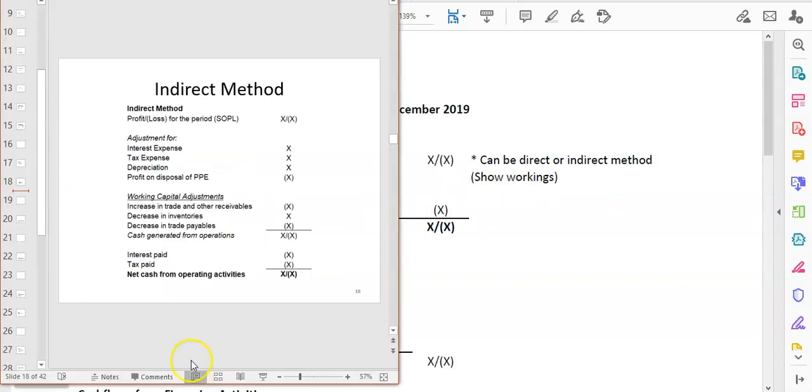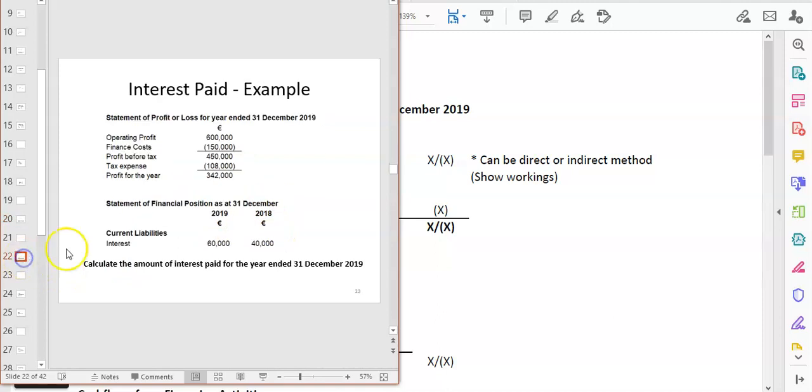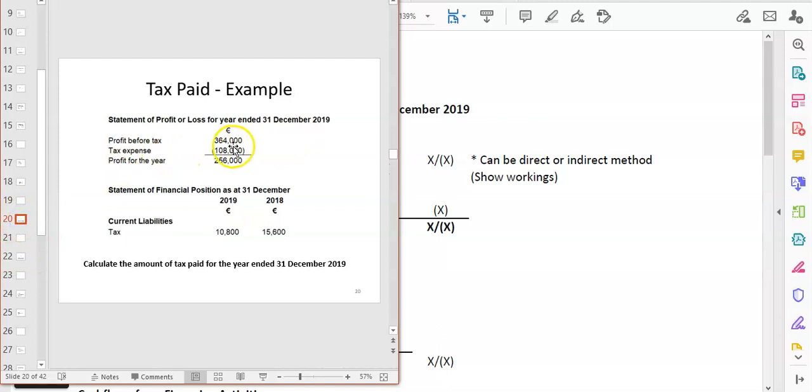Please note another important thing to watch for here is if there isn't any opening or closing tax liability, or if there isn't any opening or closing interest liability, well then whatever you incurred during the year, the P&L item, will be the cash flow item as well. So it will be debit finance costs, credit bank, or it will be debit tax, credit bank. So if there's no liability, you don't need to do a T account. You take the profit or loss statement directly.